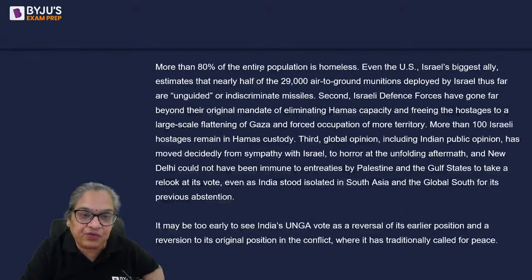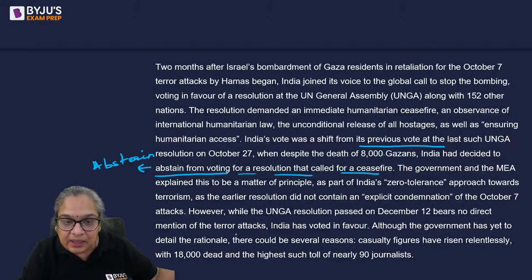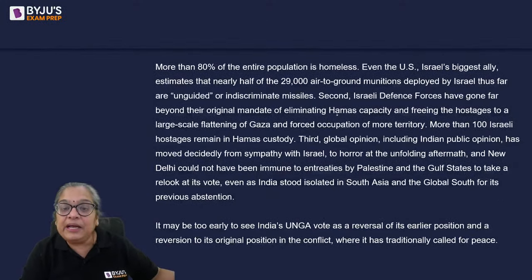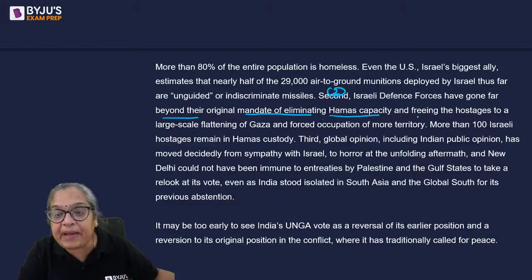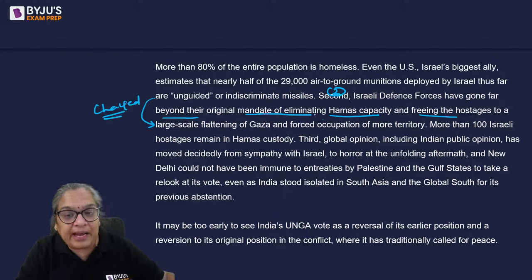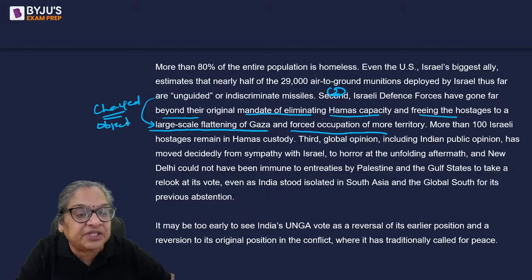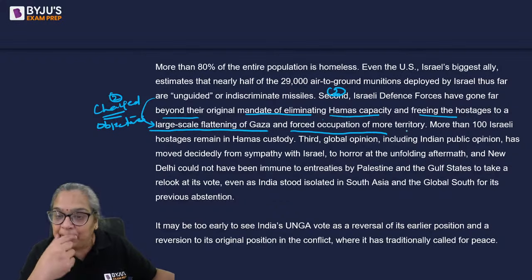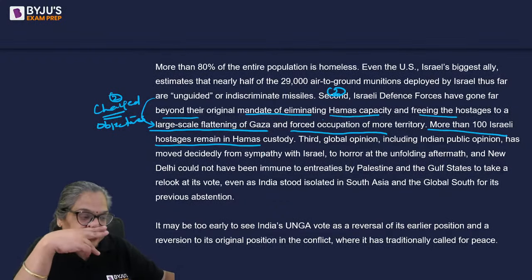The reasons. The author has given 4 reasons, right? One, several reasons. One is casualty figures have risen. All right. Number two, Israeli defense forces have gone far beyond their original mandate. Their original mandate was eliminating Hamas capacity and freeing the hostages. What is their mandate now? What seems to be their objective? So they have changed. Israel seems to have changed its objective from eliminating Hamas's capacity and freeing the hostages to large scale flattening of Gaza and forced occupation. So Israel's objectives in the war have changed. That's the second reason. But there are still more than 100 Israeli hostages remaining in custody.